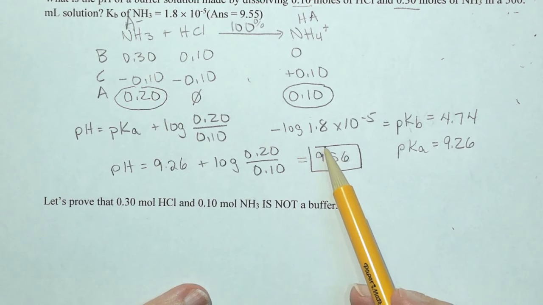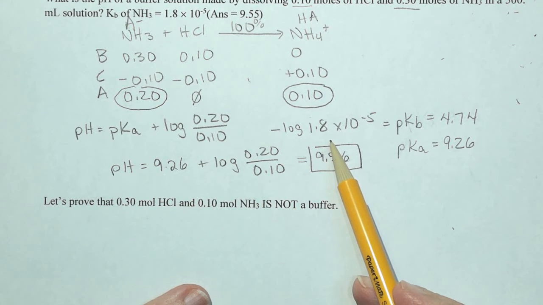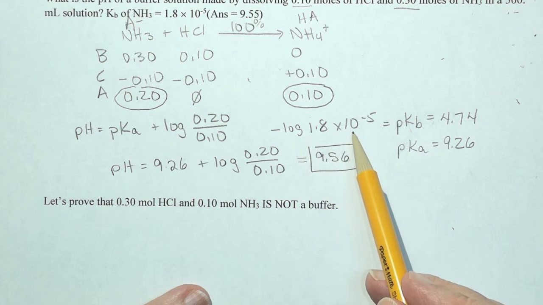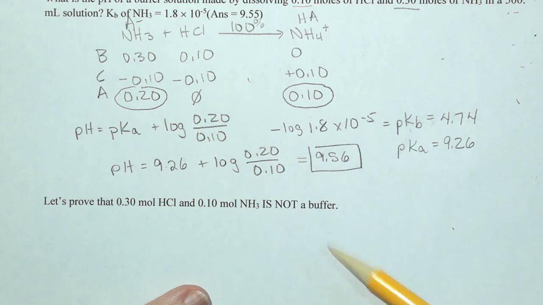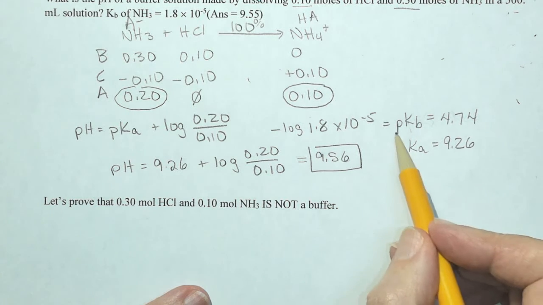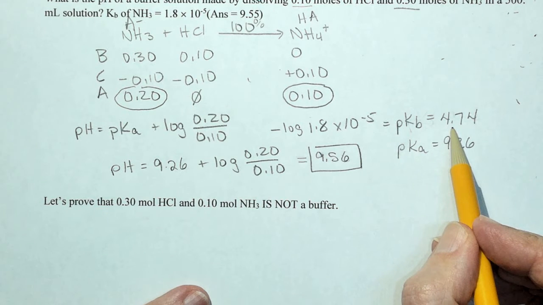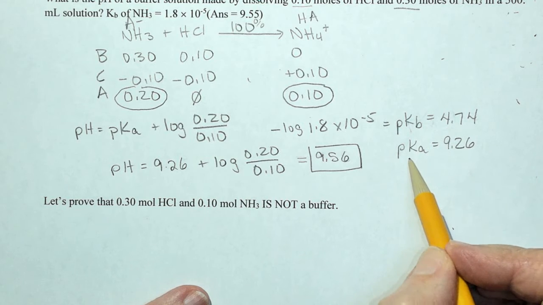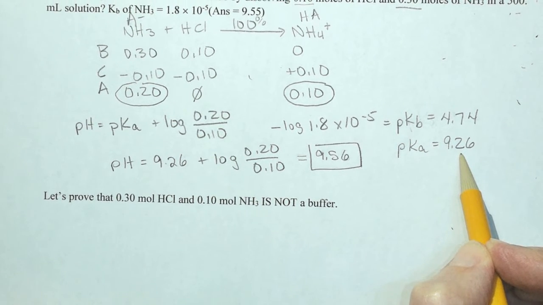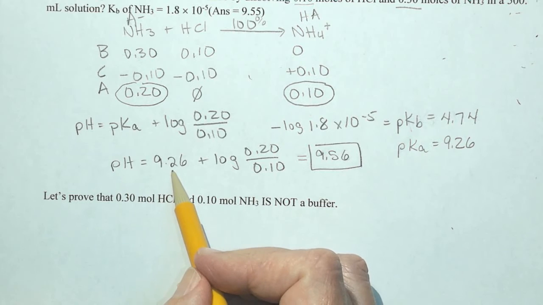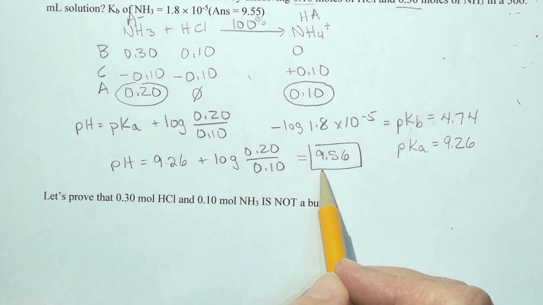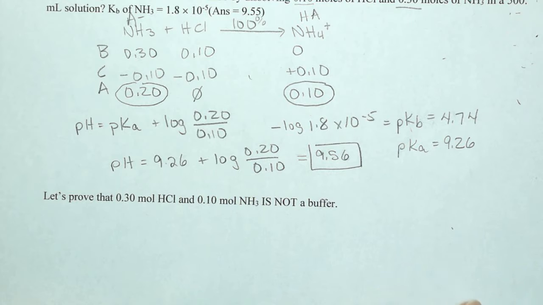Okay, I'm going to come back to this calculation up here because I realized I kind of leaped ahead. So I've redone some things here. Negative log 1.8 times 10 to the negative fifth is your value for Kb. So therefore, pKb is going to be equal to 4.74. pKa is going to be 9.26. Then we substitute that in and we have pH equals 9.26 plus log 0.2 divided by 0.1, or 9.56.